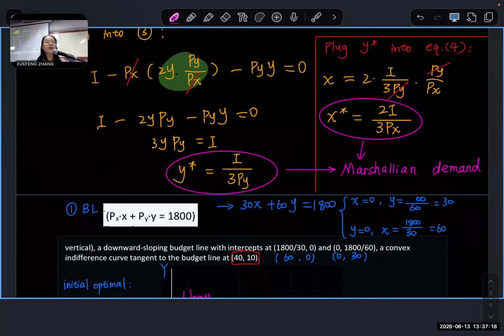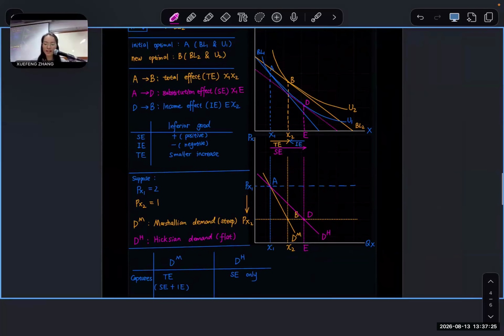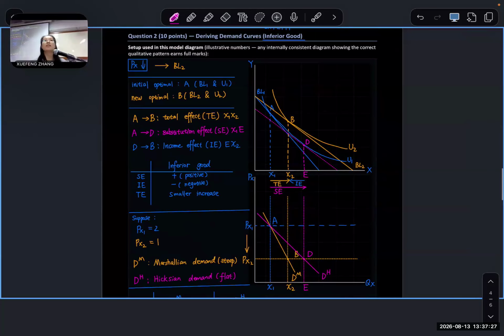So this is about chapter 3, consumer behavior, right? Next question. This is the answer. So please bring your pencil and eraser, also ruler, when you do the exam, okay? Don't mess it up. Otherwise, I cannot give you mark if I can't see it. Use pencil to draw it.